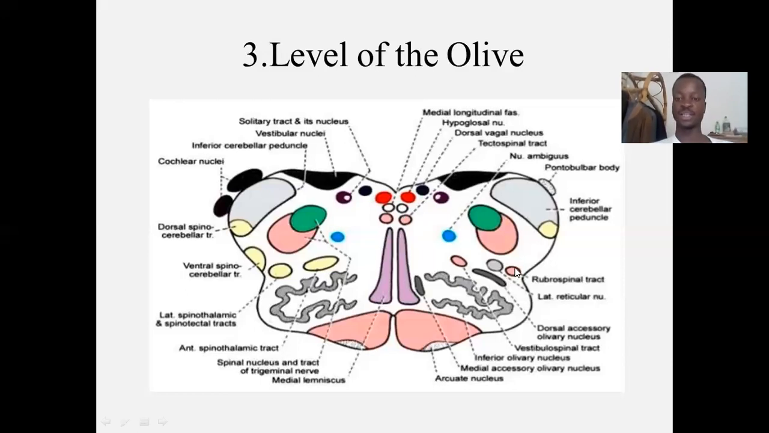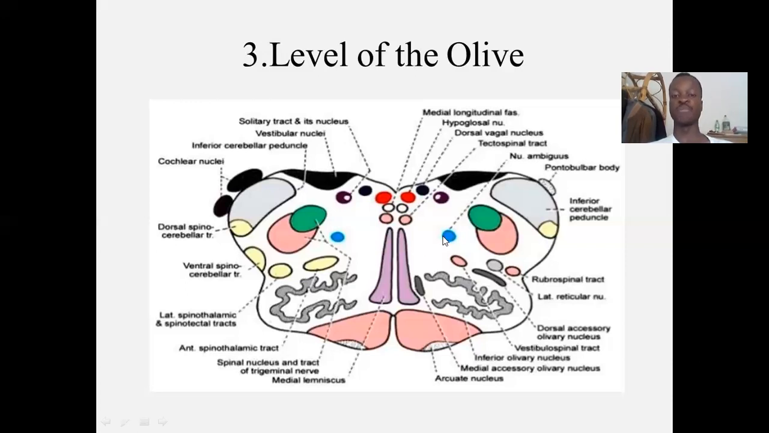Then these are still your rubrospinal tracts that are forming your ventral tegmental decussation in the midbrain. We'll talk about that in the midbrain. Then this is the lateral reticular nucleus in this region, right? Then this is the vestibulospinal tract that is coming from the lateral vestibular nucleus that we also refer to as Deiters' nucleus. And this will actually be going to affect mainly your anti-gravity muscles.